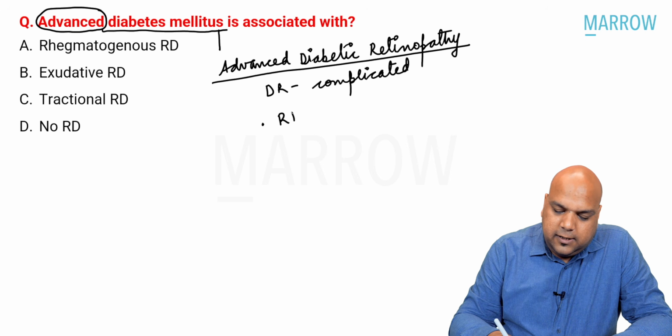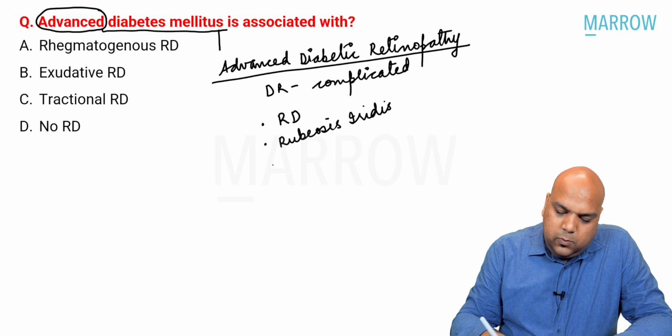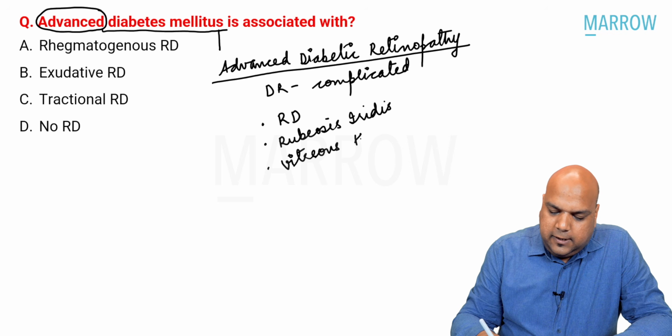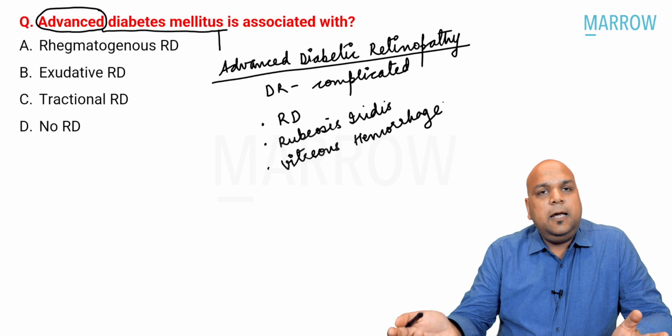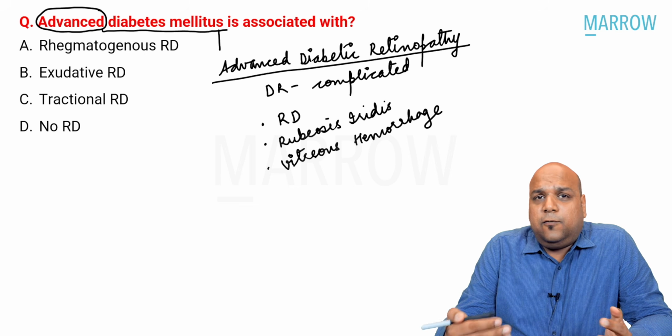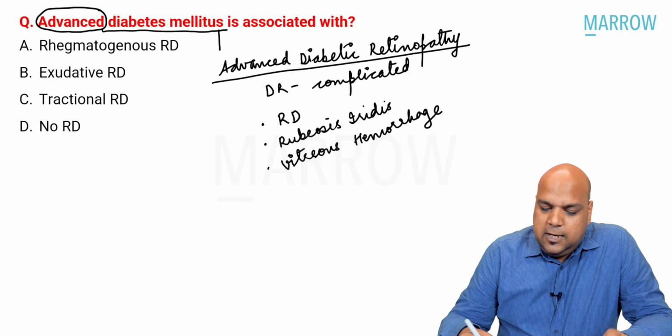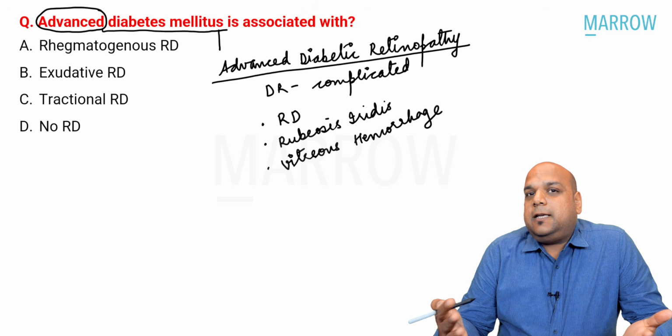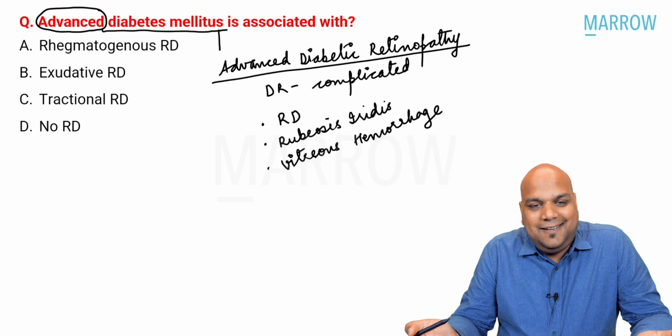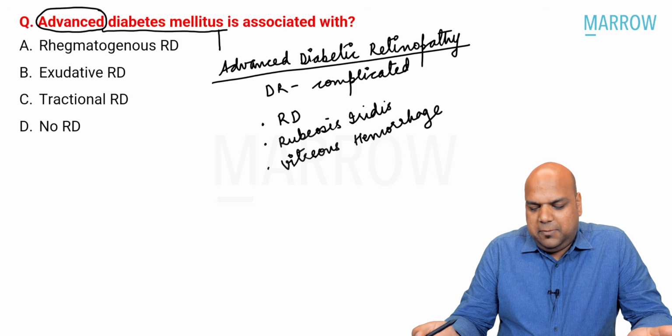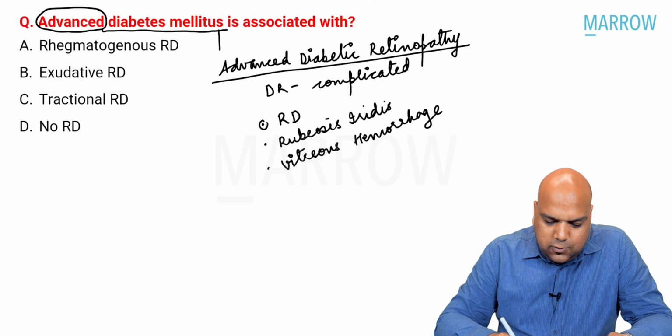So in advanced diabetic retinopathy, we say retinal detachment has occurred. What else has occurred? Rubeosis iridis and vitreous hemorrhage. If diabetic retinopathy has caused any of the three things as a complication, as we have studied it as a part of complications of diabetic retinopathy, then it gets to be known as advanced diabetic retinopathy. That's all, nothing else. So basically, they're asking you diabetes mellitus causes retinal detachment, which all of us know.